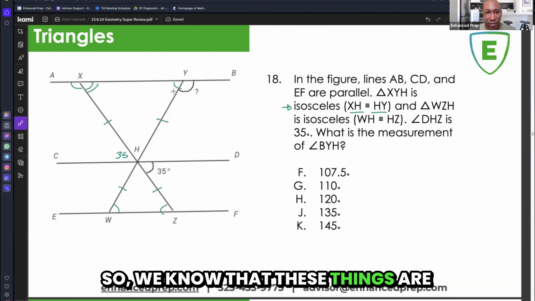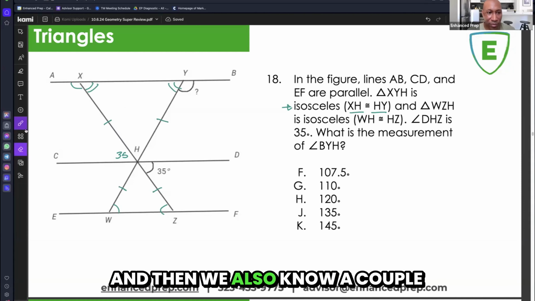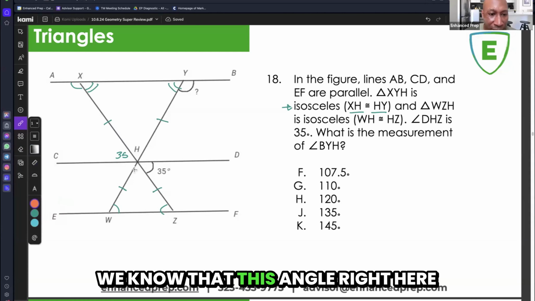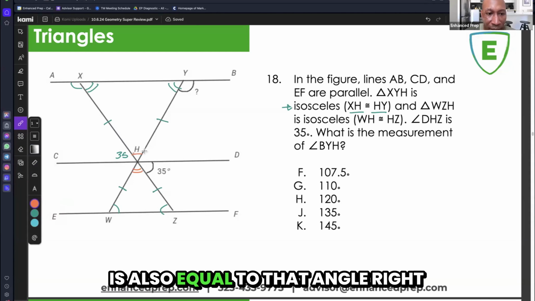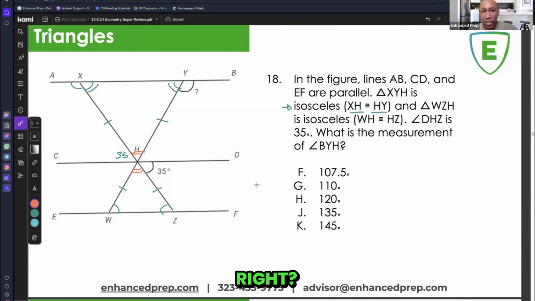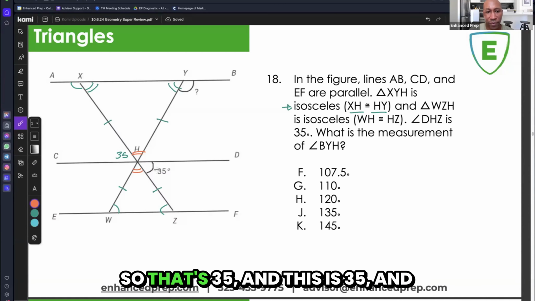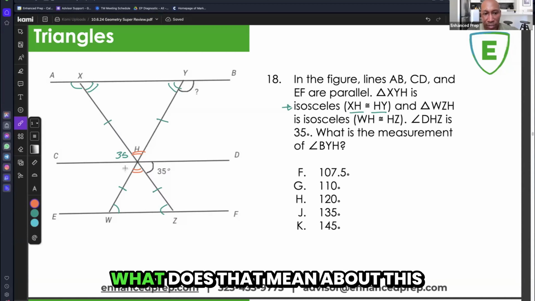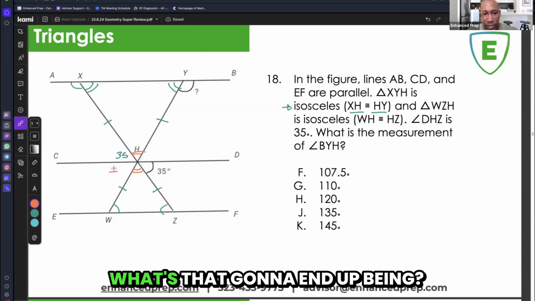So we know that these things are all going to be congruent. And then we also know a couple different things. We know that this angle right here is also equal to that angle right there. So we can start to figure out a few different things, right? And then we know this is 35, right? So if that's 35 and this is 35, and then these are parallel, what does that mean about this angle over here? What's that going to end up being?